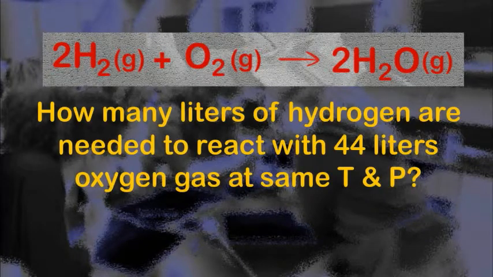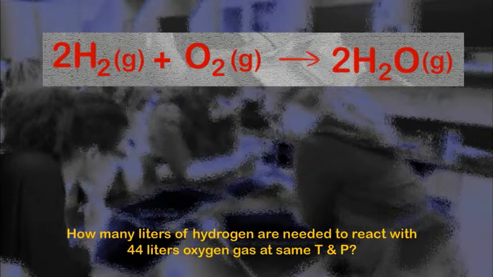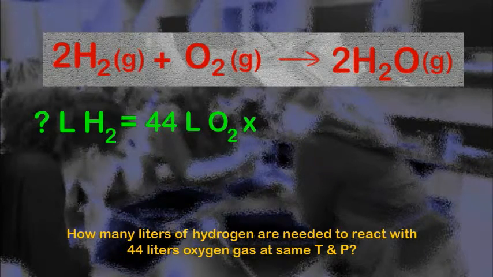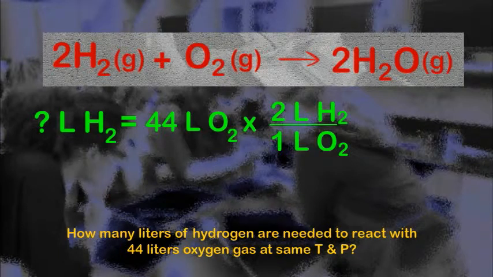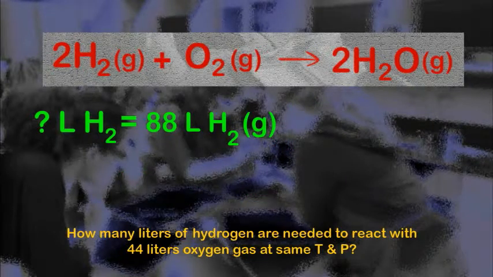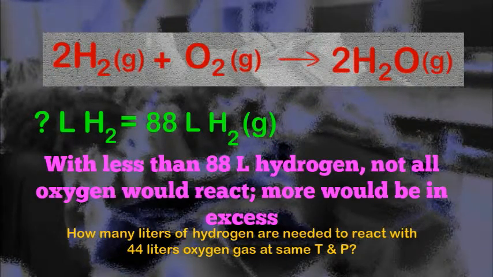Now let's ask how much hydrogen would be needed to react completely with 44 liters of oxygen at the same temperature and pressure. Here is our setup. The number of liters of hydrogen needed equals 44 liters of oxygen times the ratio 2 liters of hydrogen divided by 1 liter of oxygen gas. Multiplying by this ratio tells us that 88 liters of hydrogen would be needed for the reaction. Anything less and the oxygen would not be completely used. Anything more and we have excess hydrogen.